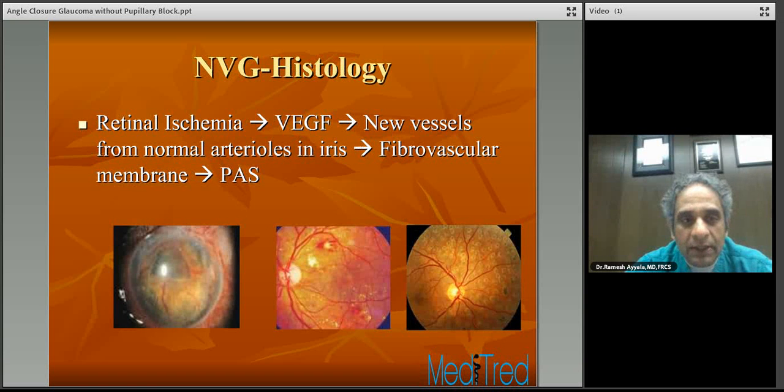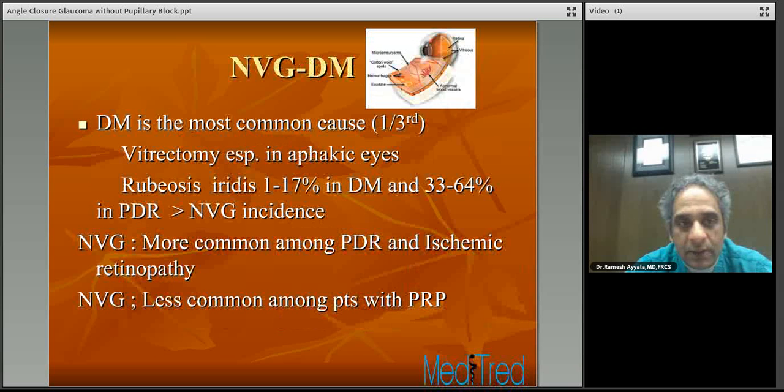So the retinal ischemia, as you know, leads to VEGF or vascular endothelial growth factor release, which in turn leads to new vessel formation along with fibrovascular membrane formation, which leads to the PAS or peripheral anterior synechiae formation and obstruction of the angle structures, leading to a sudden increase in the intraocular pressure.